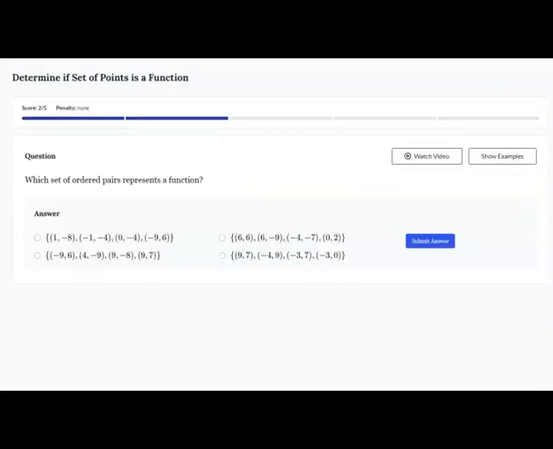This time, we're looking for one that is a function. Each of these x values is unique. There are no x values repeating. That is a function. But for the rest of these, you'll see that they each have a repeating x value. And that repeating x value with a different y value means those are not functions.